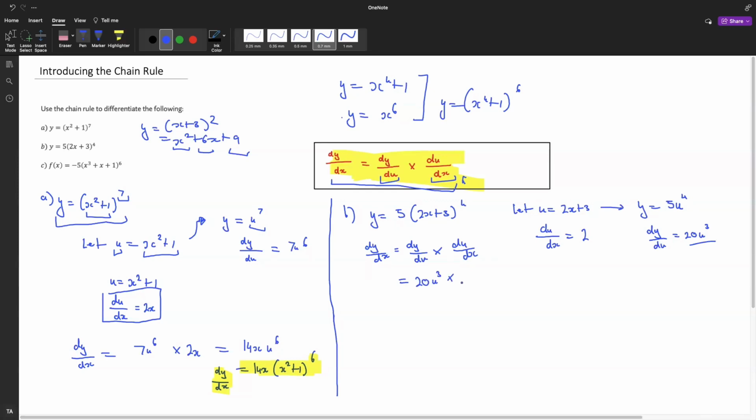And our du over dx is 2. Okay, so putting that together, that is equal to 20 times 2 is 40, so we've got 40u to the power of 3, and then subbing back our u as 2x plus 3, so 40(2x plus 3) squared is our answer. Okay, so it's not that difficult, guys. Just an extra step involved.